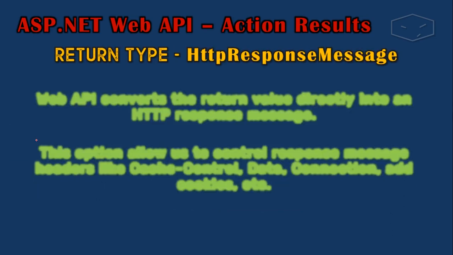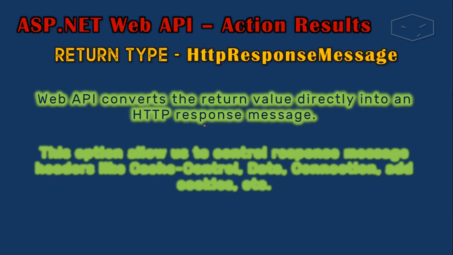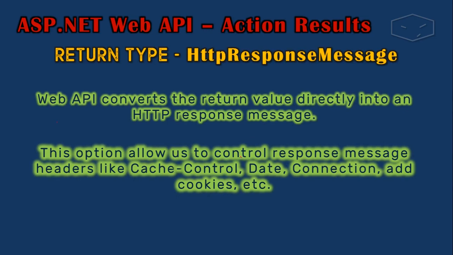Okay. The next type is the HttpResponseMessage. This type converts the return value directly into an HTTP response message, and it allows us to control the response message headers like the cache control, the date, the connection, and cookies. For example, in comparison with the previous return type, primitive and complex types, this type, the HttpResponseMessage, can return a 404 error directly.